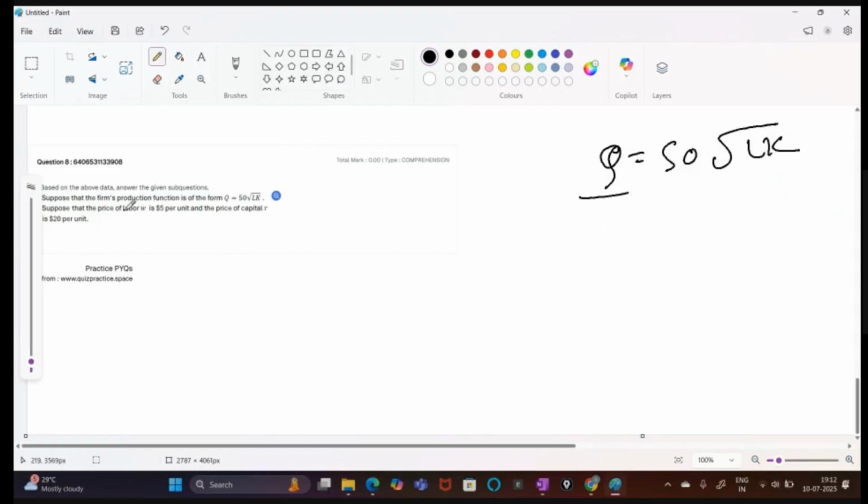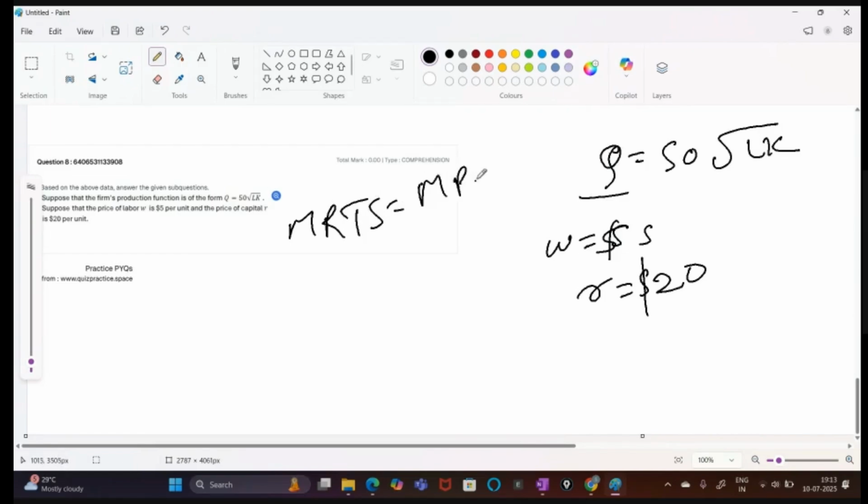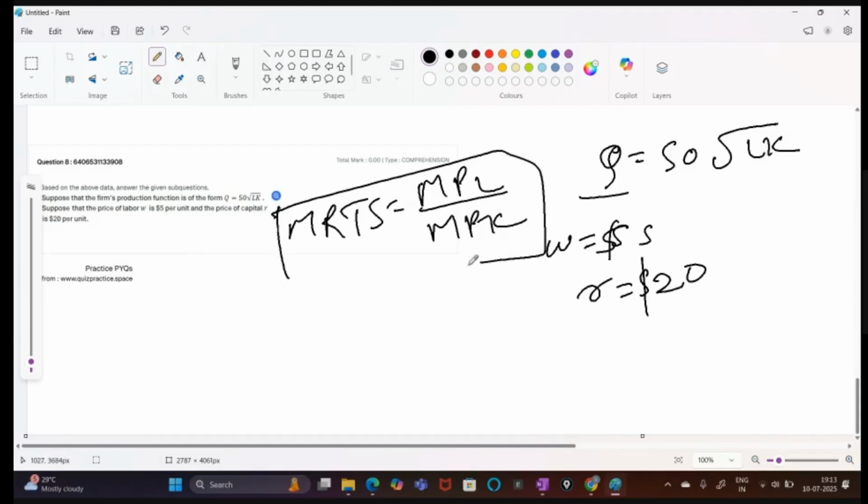Suppose that the firm's production function is of the form Q equal to 50 under root L into K. Suppose that the price of labor W is $5, so W is given as $5. And the price of capital R equal to $20. Right. So from here, we have to know MRTS equal to MPL divided by MPK. This is the definition you have to remember, right?